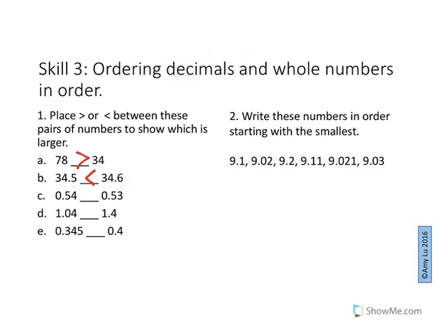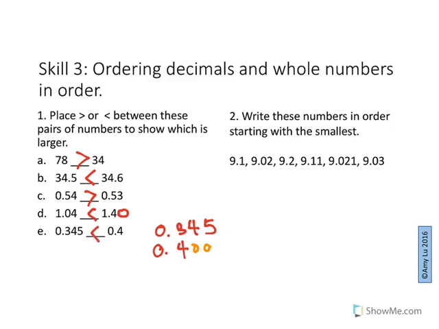So in C, 0.54 is greater than 0.53. In D, since we already did this, notice that this is the same thing as saying 140 is much greater. Now in this one, 0.345 versus 0.4, well that's not fair. I can't compare that. So let's fill it in and compare. So 345 versus 400, which is greater, 0.4.